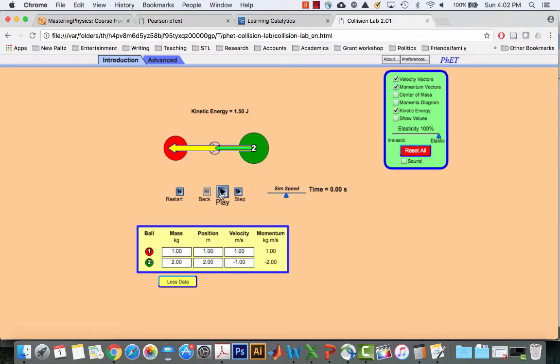All right, here we go. We'll play the interaction and then stop it and see what happened. So our kinetic energy now is 1.5 joules. We started with 1.5 joules. That should not be a surprise. Our initial velocity is 1 and -1. After the interaction, our velocities are -1.67 and 0.33, which has a relative velocity of 1 again.